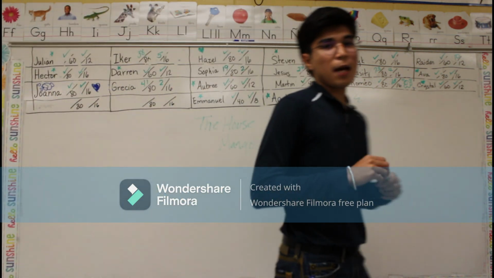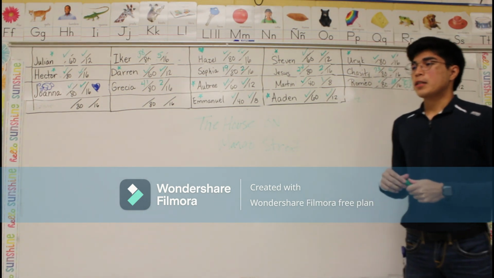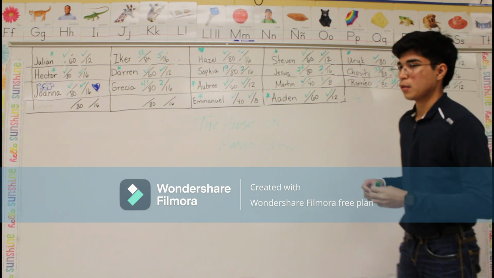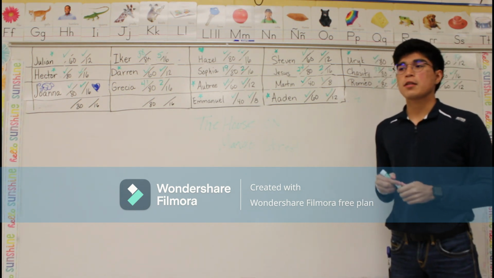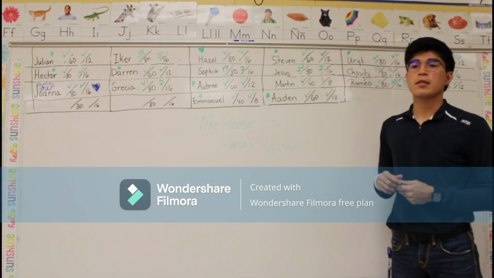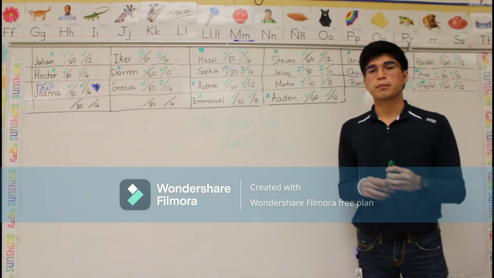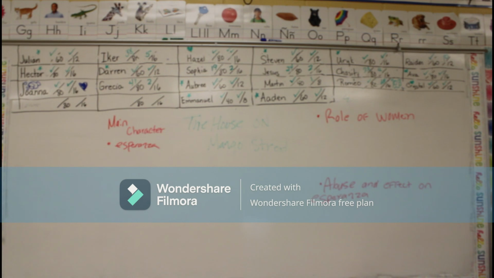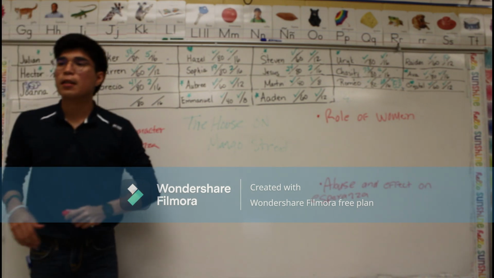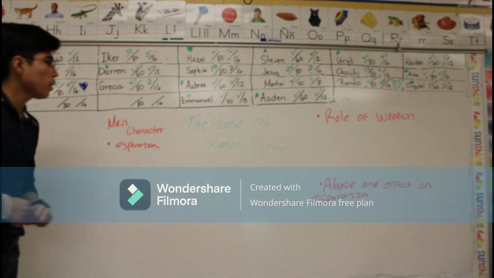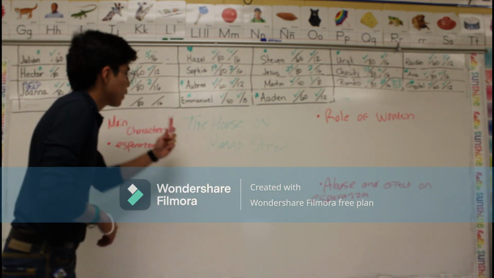We're going to give you some time to think about what you think about The House on Mango Street. You get to go ahead and talk with each other, talk with your peers, and right now we're going to answer questions. All right guys, I think I gave you enough time to share with your peers and also gather more information. Let's begin this lesson.